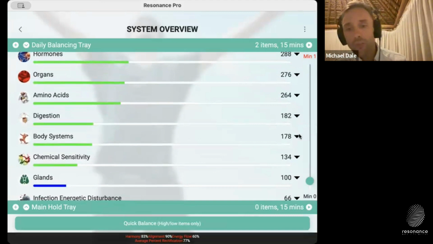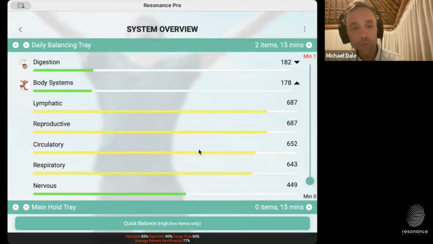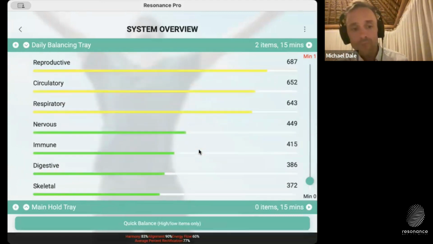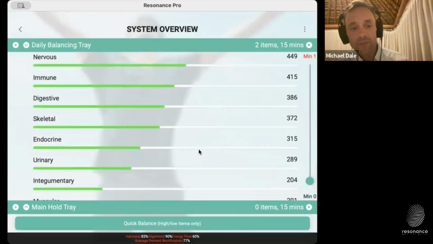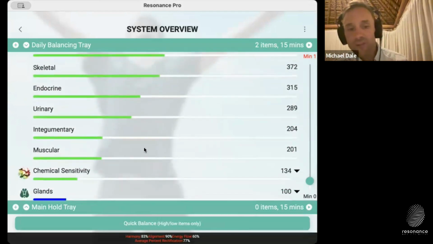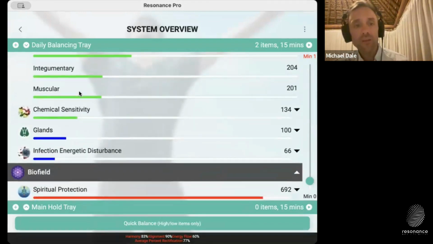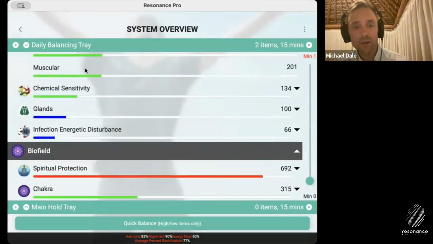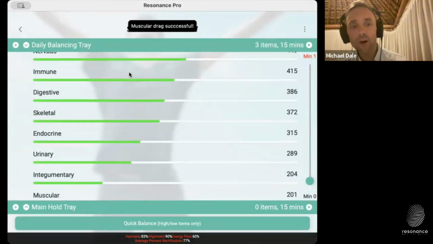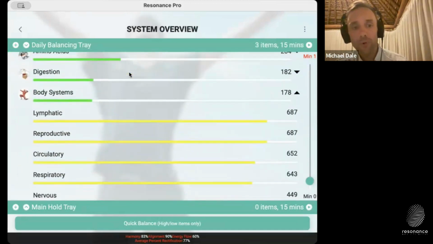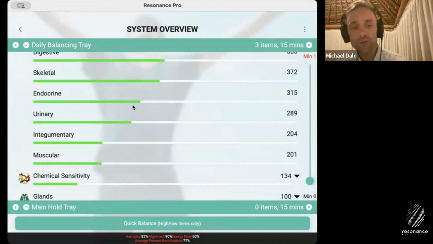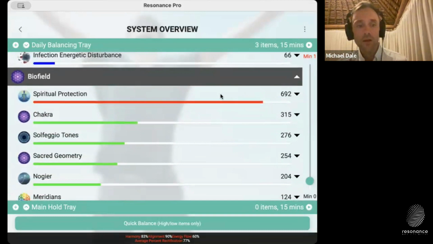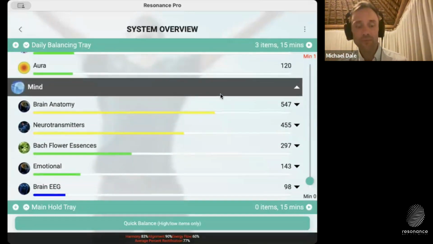So, we could look at body systems, for example. It may be worth just adding the muscular system in as well, just because the pain is related to a muscle. So again, now you can see, rather than bringing in the whole category of body systems, I'm just going to focus on the muscular system. Okay.